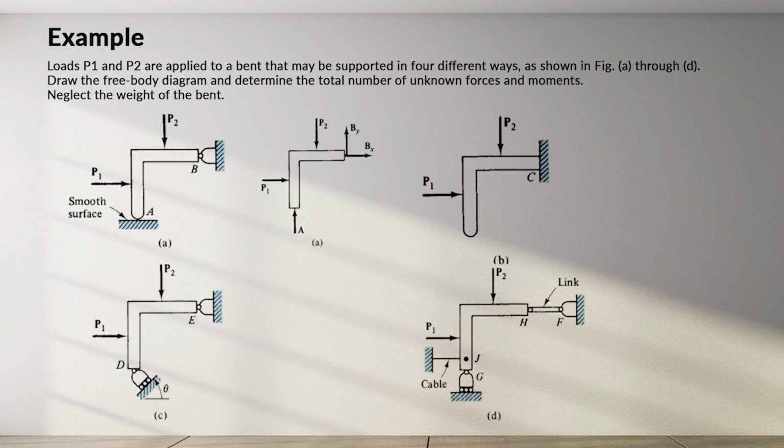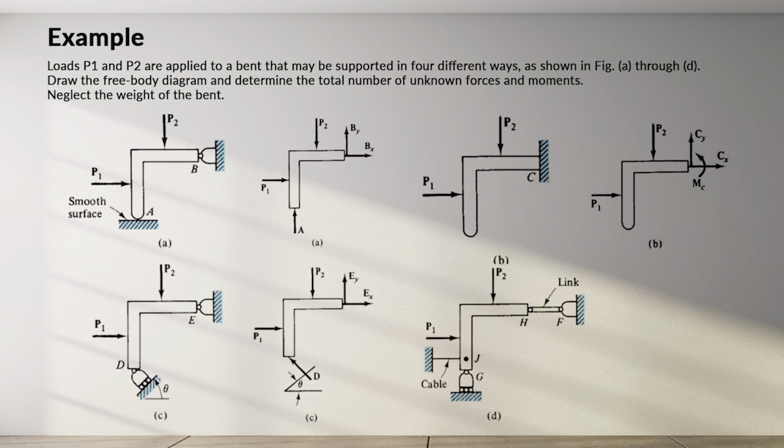If we look at figure A, we have a smooth surface and a hinge on the top. So that means we will have one vertical reaction on A and 2 reactions on B. When we look at the figure in B, it's actually clamped to a wall, so that is the typical 3 reaction. We will have a reaction to CX, CY, and MC.